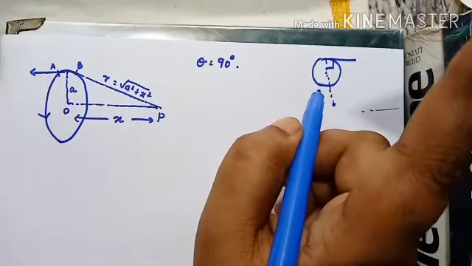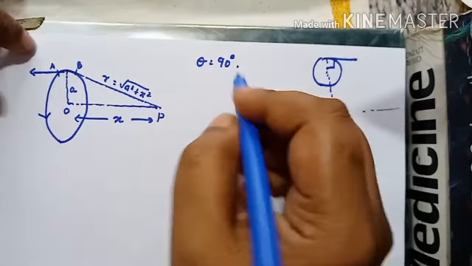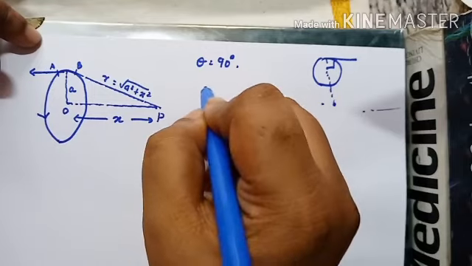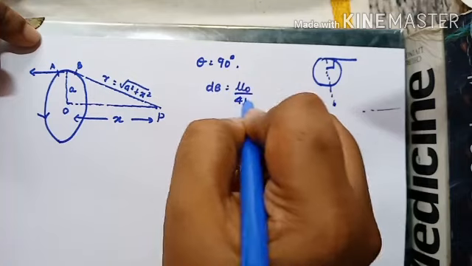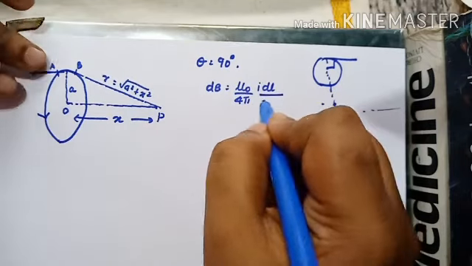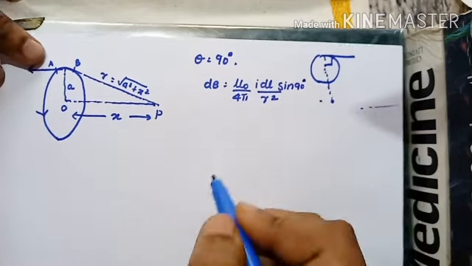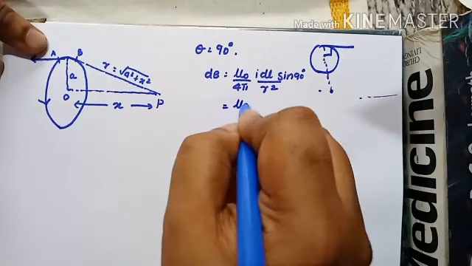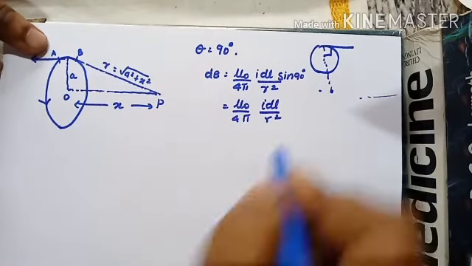This and all should be registered in your mind itself. So what is the magnetic field at P according to Biot-Savart's law? That is dB is equal to mu 0 by 4 pi I dl sine 90, which becomes 1, by r square. If you want, you can write sine 90 degrees here. So it becomes mu 0 by 4 pi I dl by r square.